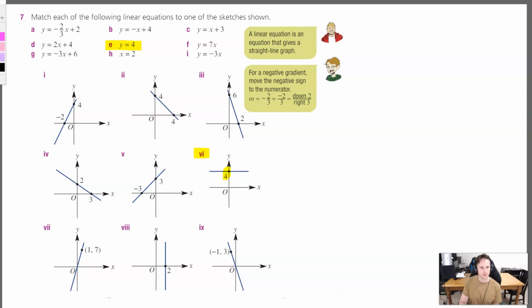Same with x equals 2. That's the one that's going to be going vertical. So that's that one there. It's got the x equals 2. So we can knock out those ones really quickly. The next one, let's have a look here.